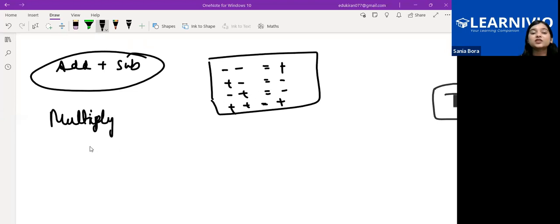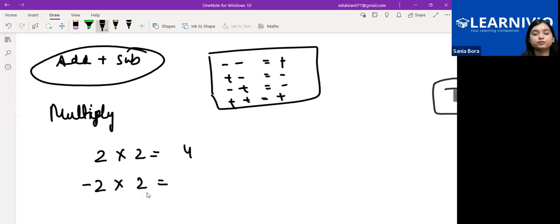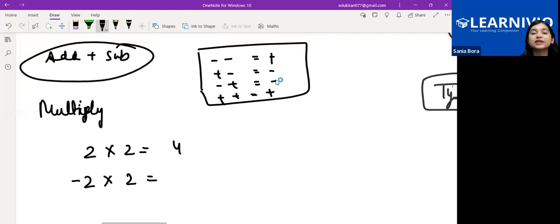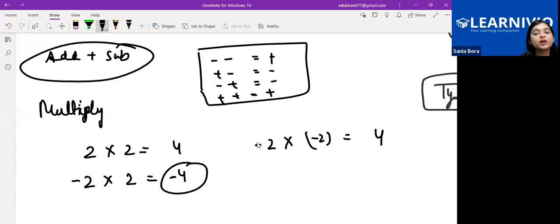Okay, now in multiplication, basically what happens? For example, 2 multiply by 2. Simply, you get 4. Because 2 was positive, 2 was positive, so you get positive 4. But for example, minus 2 multiply by 2. So 1 is negative, 1 is positive. According to the sign, first you will multiply and then you will put the sign. Plus minus is minus, so -4. But if it is minus 2 multiply by minus 2, of course the answer would be 4, and minus minus is plus. So your answer would be plus 4.